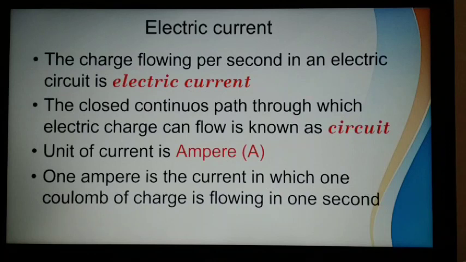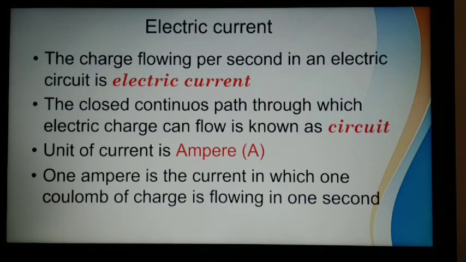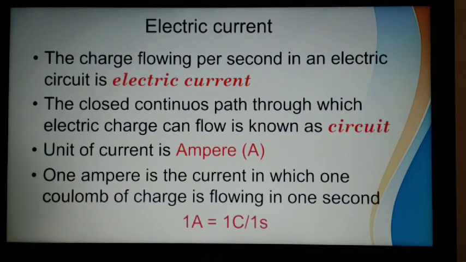So 1 ampere is the current in which 1 coulomb of charge is flowing in 1 second. Then that current is known as 1 ampere of current. So 1 ampere is equal to 1 coulomb per 1 second. That is defined as 1 ampere.